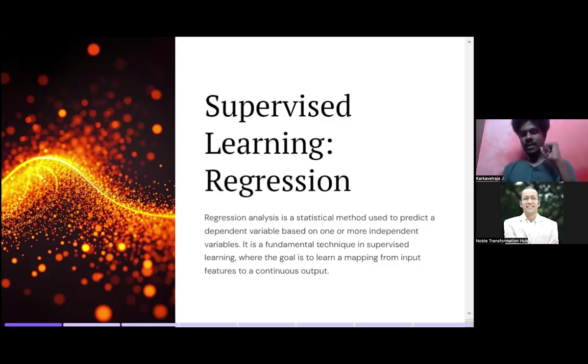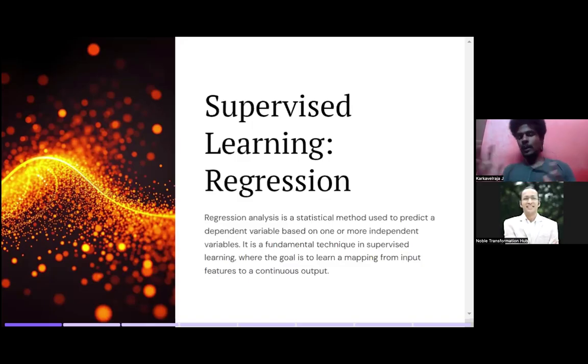Under this we are having a technique called regression. Regression analysis is a statistical method used to predict the dependent variable based on one or more independent variables. It is a fundamental technique in supervised learning where the goal is to learn a mapping from input features to the continuous output. I will put it in a simple manner. A regression algorithm is something which is used to predict a continuous value.